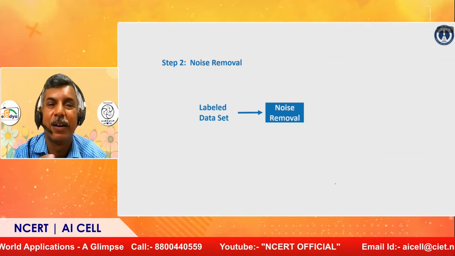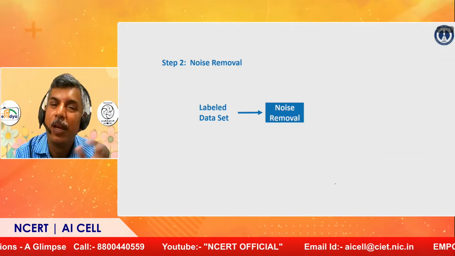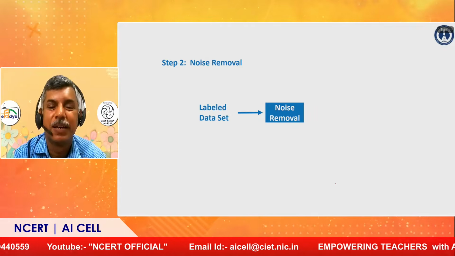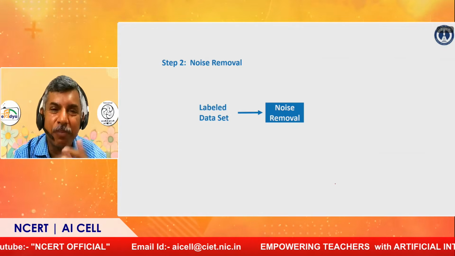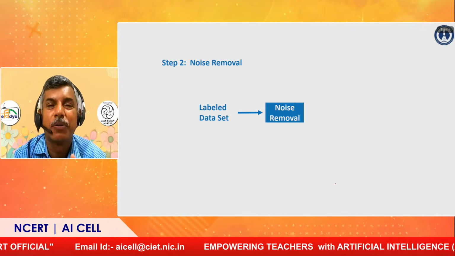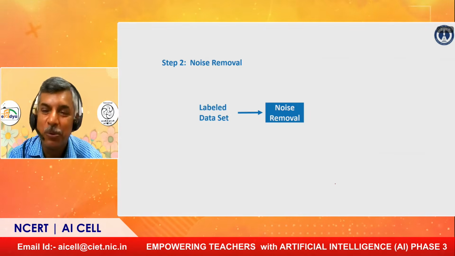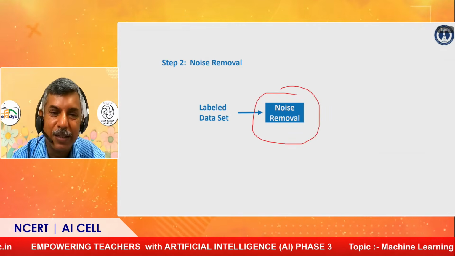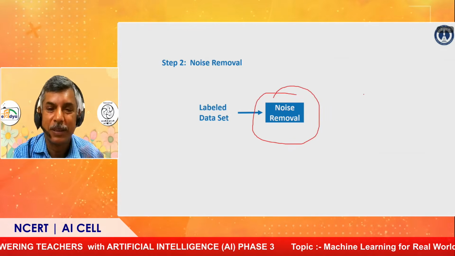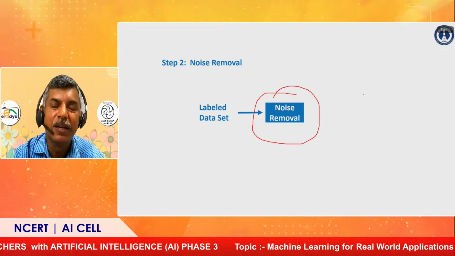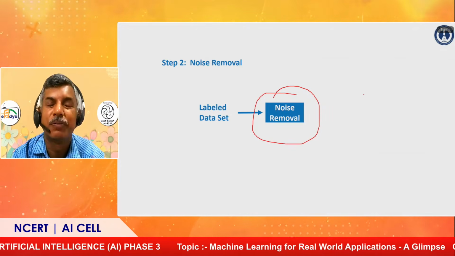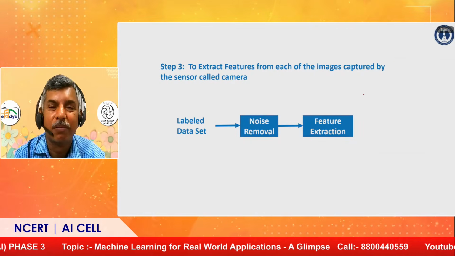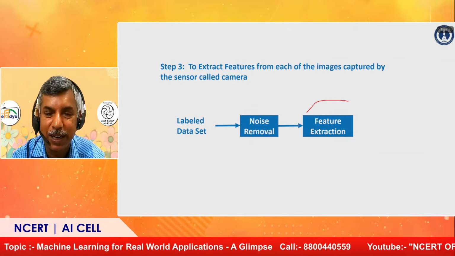Any sensor data, any temperature sensor we take, or any other sensor we take, has something called noise in the data. So before you try to apply any machine learning, your duty is to remove the noise. So noise removal is an important component in machine learning. Before applying machine learning, it is your duty to remove all the noises from the labeled data. And then the next part, very important, is called feature extraction.